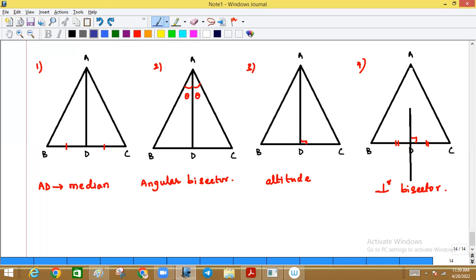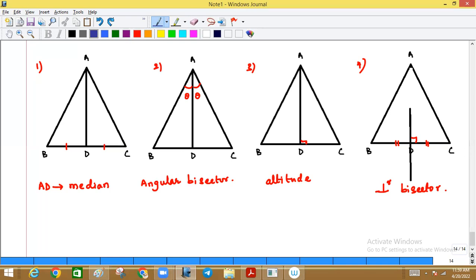What is the third one? Perpendicular to the base. Can I say that BD is equal to DC? No, we don't know. Can I say these two angles are equal? No, we can't say.